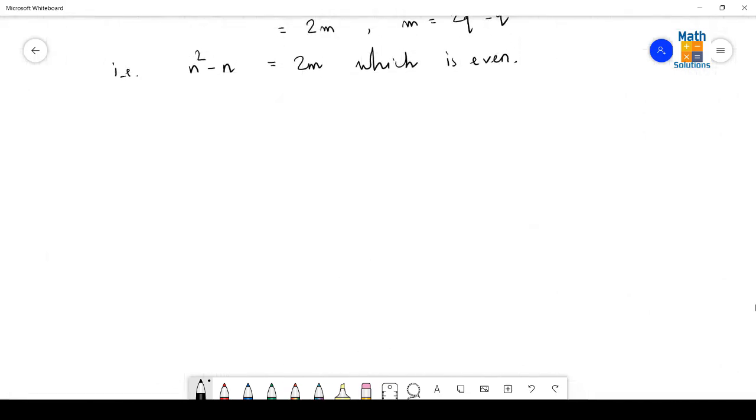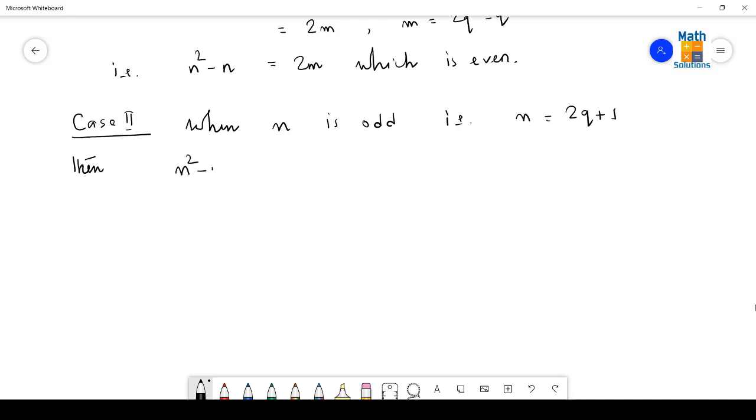Coming to case 2. In case 2, we have to consider n as an odd number. That means we shall be writing: when n is odd, that is n is equal to 2q plus 1. I mean the second case we are considering here. Then let us find out the value of n square minus n.